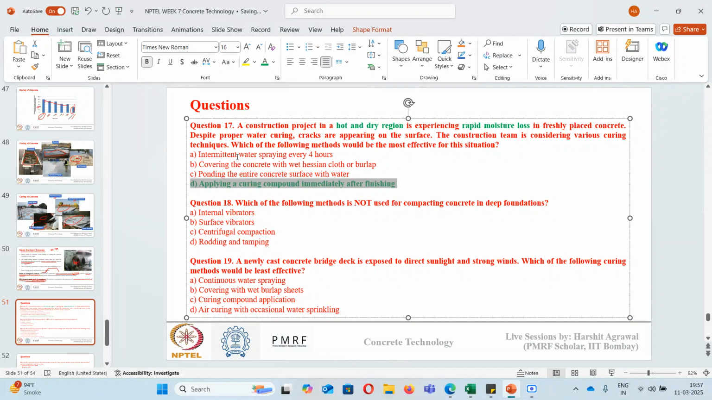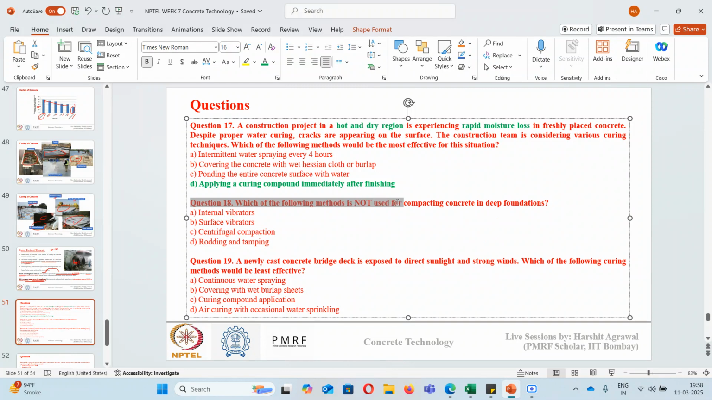Why? Since it is experiencing rapid moisture loss in a hot and dry region, any kind of water spraying, covering with wet cloth, or ponding the entire surface may not be good enough, because water may evaporate at a very fast rate and my concrete may get exposed again. So the best way is to apply a curing compound, which will create a film that prevents any evaporation from the surface and ensures proper hydration. Generally, for hot and dry regions we use curing compounds after finishing the concrete surface.